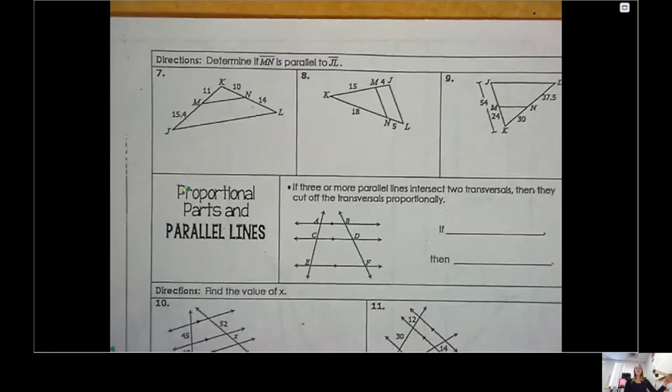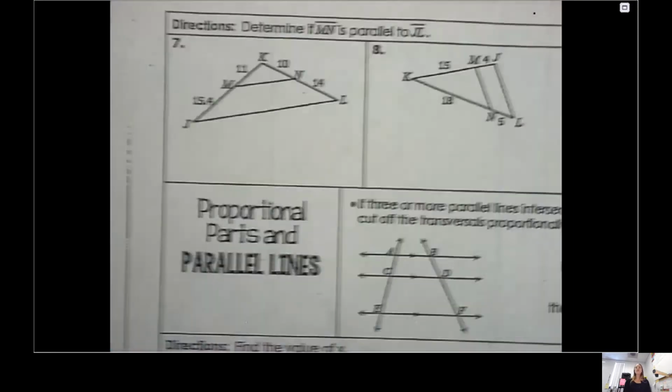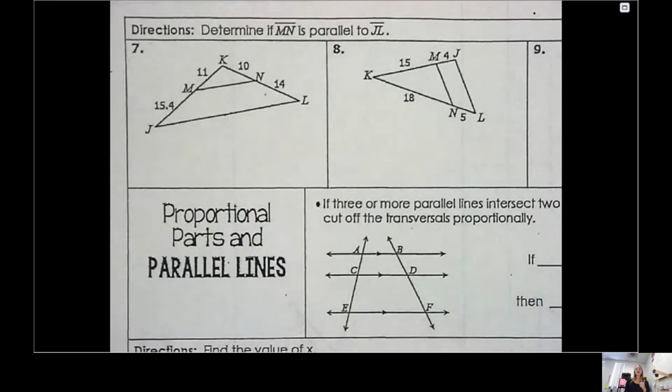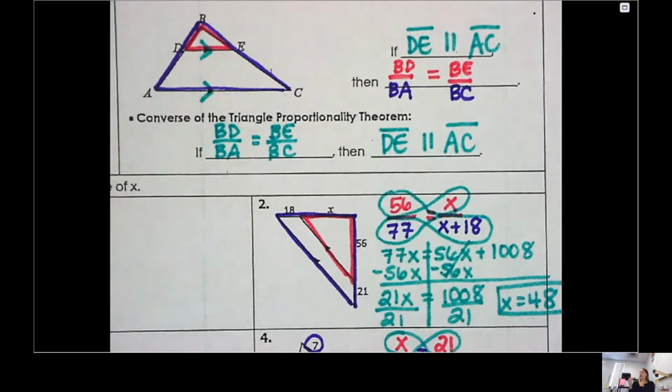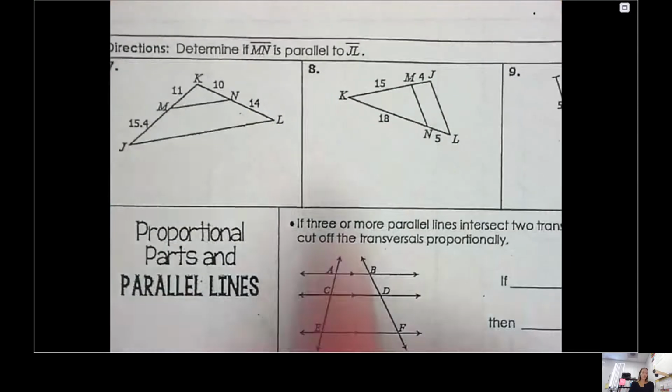Okay, for numbers 7 through 9, you're going to determine if line MN is parallel to line JL. So here's what we're going to do. We're going to write proportions, and we're going to see if the proportions are the same or if they're different. If the proportions are the same, like what this theorem says, that means my line should be parallel. If they're not the same, again, they're not parallel. So it's just a little bit of division for each problem. So let's take a look at number 8.